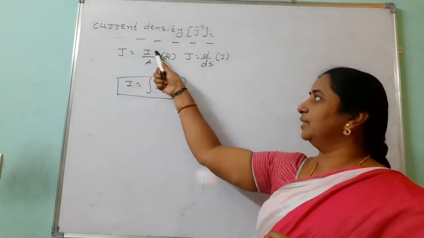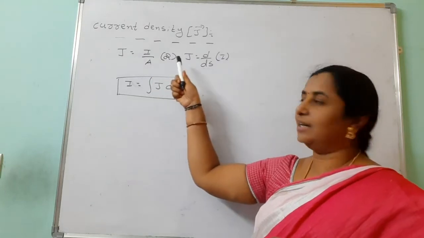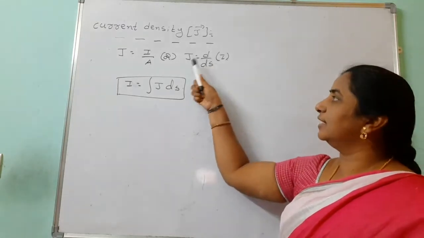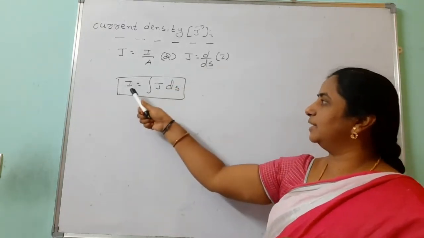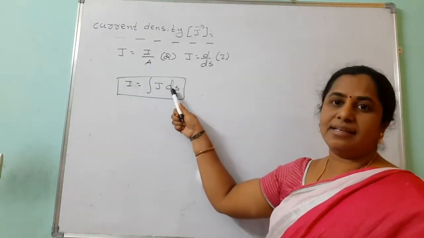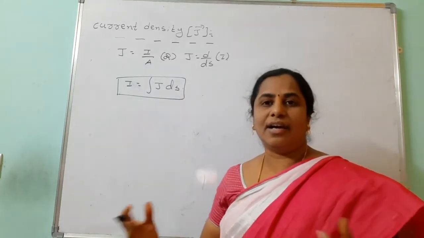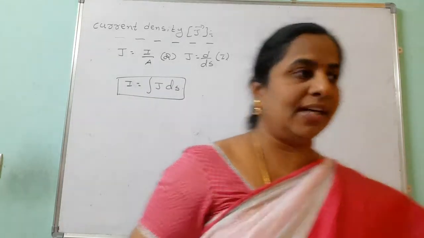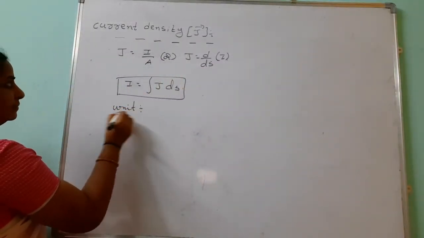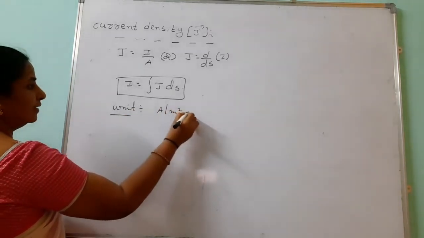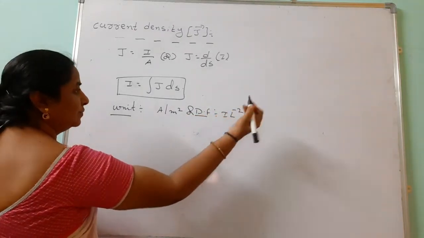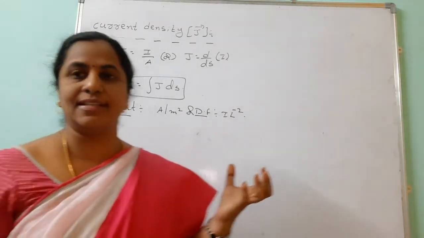J equals the ratio of current per unit area, or we can differentiate current with respect to area, which also gives the current density. When we integrate J dot dS, it gives the current. That is one more formula to find the current. This is the formula for current density. And what is the unit? The unit for current density is ampere per meter square, and the dimensional formula is I L to the power minus 2. So this is the current density.